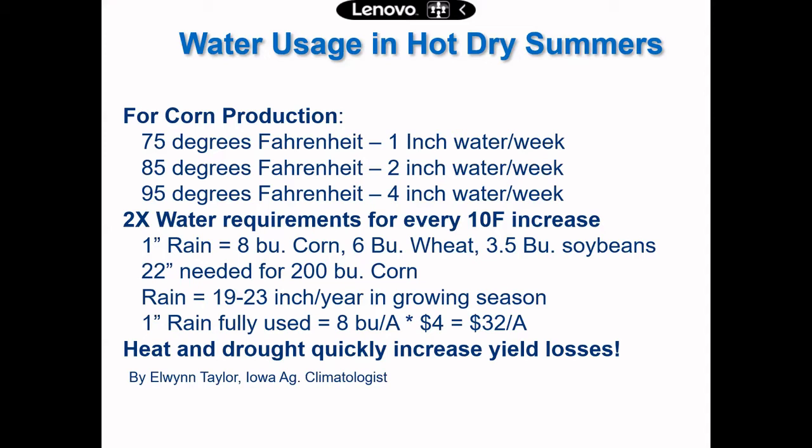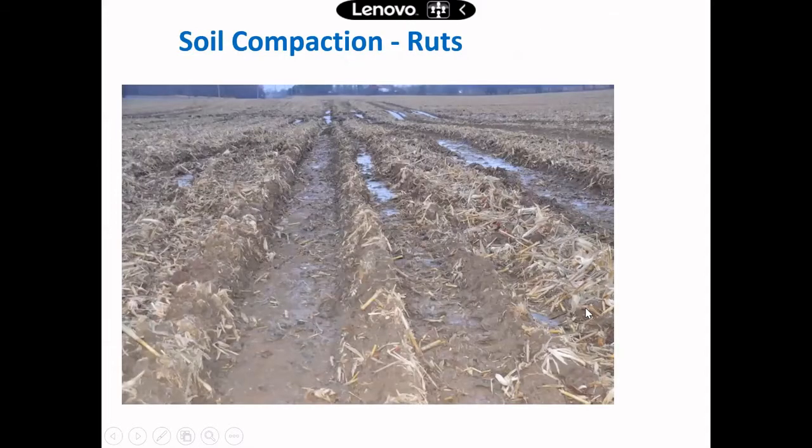In order to have effective rainfall, we've got to get that to infiltrate into the soil, and it's got to be stored. So if 1 acre-inch fully used is 8 bushels of corn, and this might be a little high, say $3 to $4, you're looking at $24 to $32 per acre just for a 1 acre-inch of water that's fully used. But heat and drought do quickly increase yield losses, so it's really important to have adequate water there.